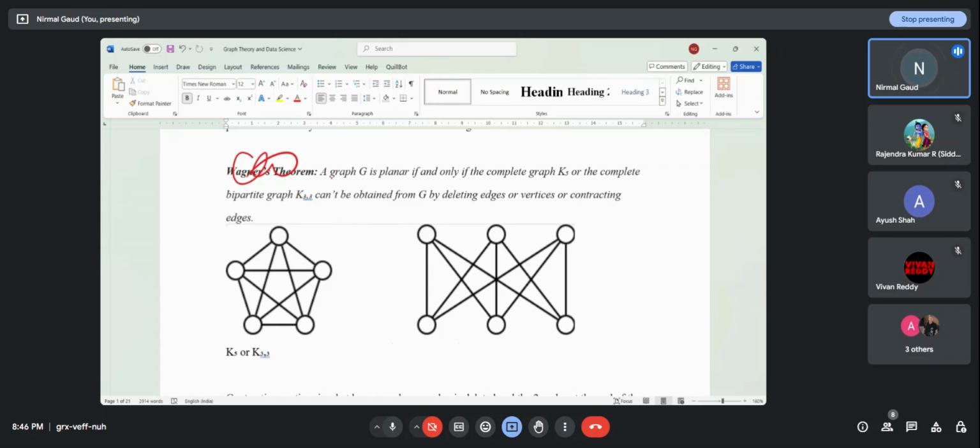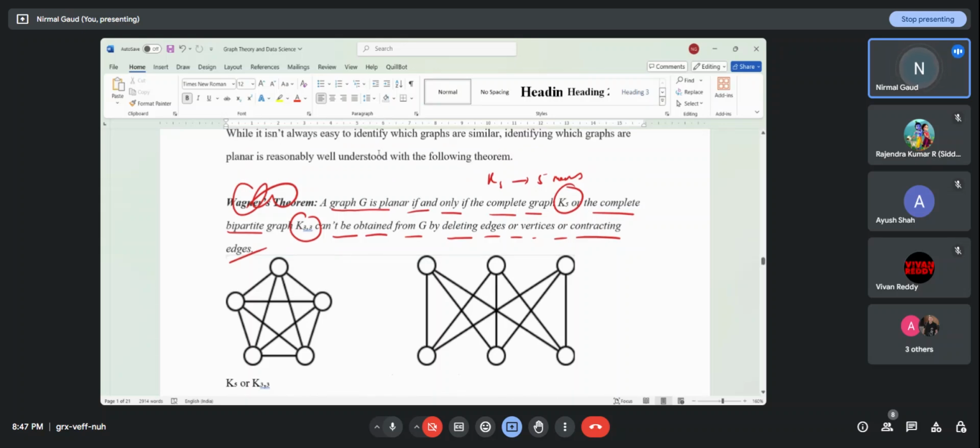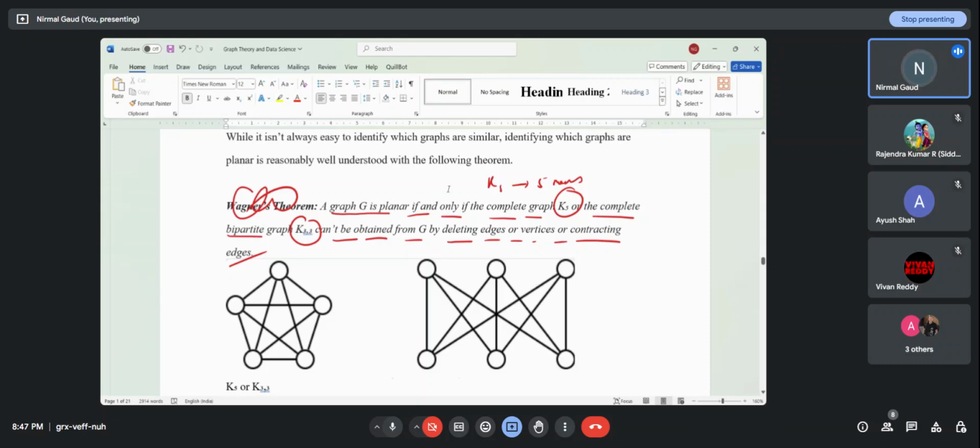That means a graph G is planar if and only if the complete graph K5, which has 5 nodes, or the complete bipartite graph K33 can't be obtained from graph G by deleting an edge or vertex, or contracting them. That means a graph G is planar if and only if there is no such subgraph. Complete means every vertex is connected to every other vertex. That is a complete graph.